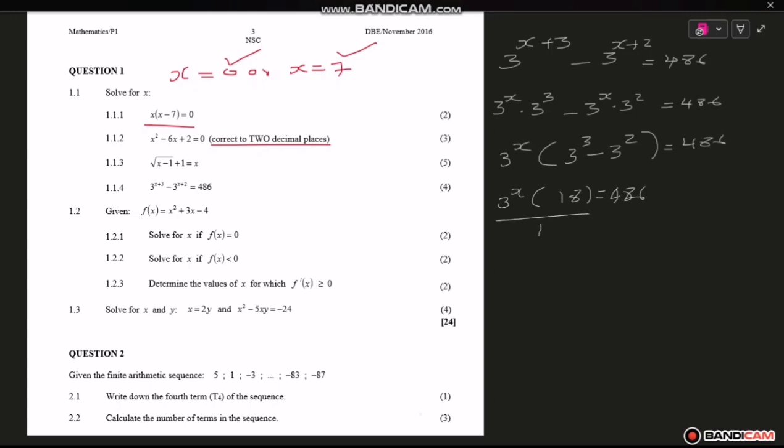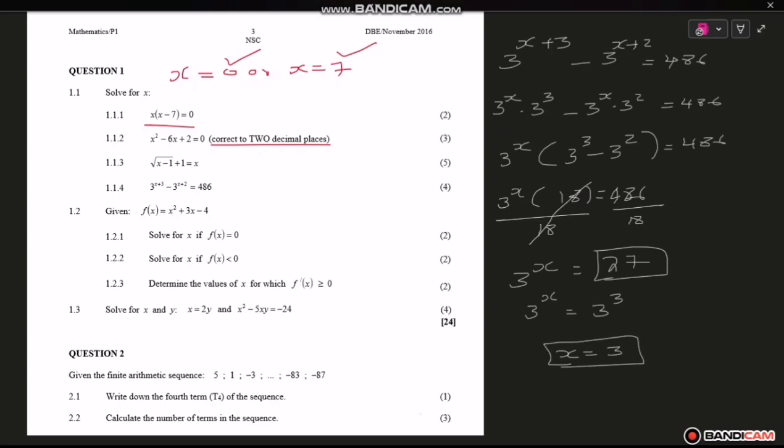Therefore you can divide both sides by 18 to make 3 to the power x the subject of the equation. Therefore 3 to the power x equals, what is 486 divided by 18? It will be 27. You can actually use your calculator to change 27. It will be 3 cubed, as you know. Then you can drop the exponents, x equals 3.